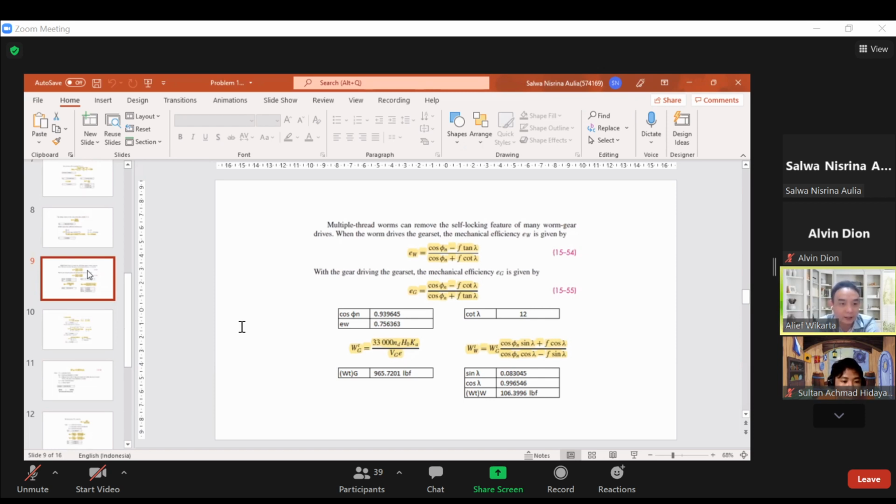in reality, I think there's still friction in every helical gear, so we need to calculate the efficiency. Okay, like that, sir. So then my next question is why in a worm gear set the efficiency is less than in the other types of gear, yeah.